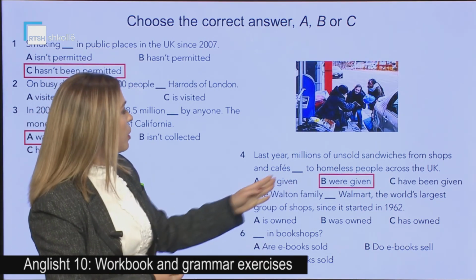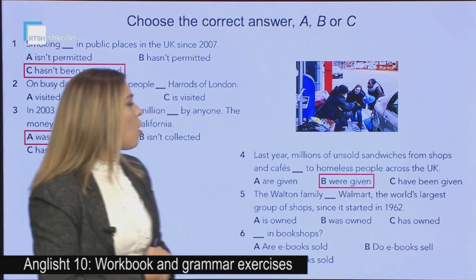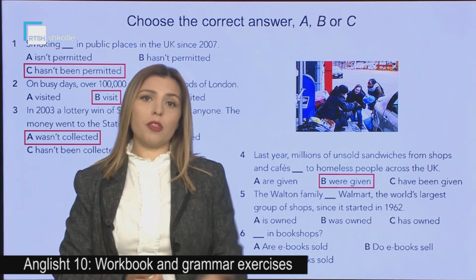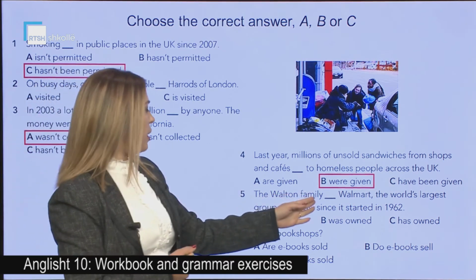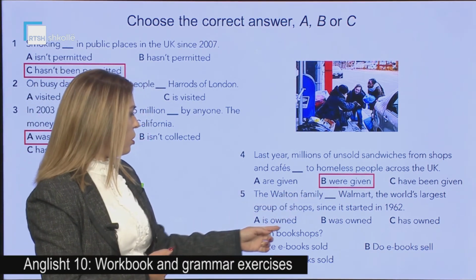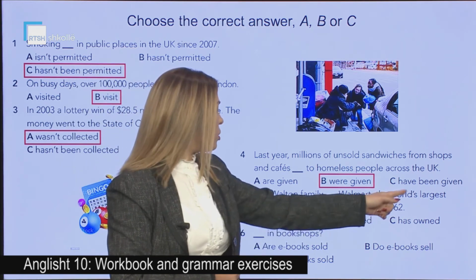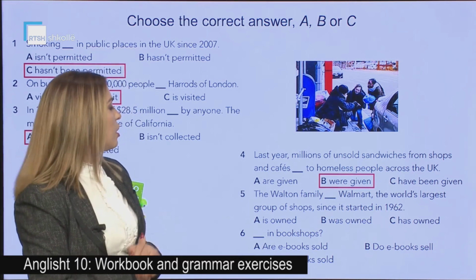And here we can see that these sandwiches were given to some homeless people, people that have no home, they live in the streets. Number 5, the Walton family is owned, was owned, or has owned Walmart, the world's largest group of shops, since it started in 1962.